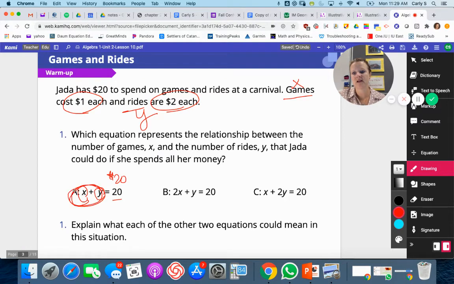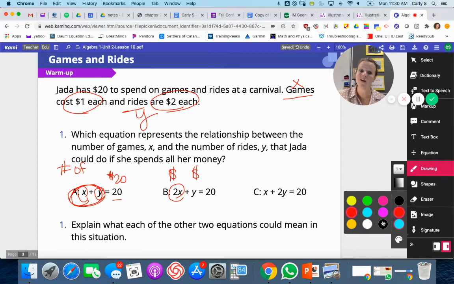This doesn't represent dollars at all. It just represents number of. Okay, if we take the number of games and multiply it by $2, then we know how much money she spent on games. Multiply the number of rides. Oh, no, that is not true. Games are $1 each, so that doesn't work. Rides are $2 each, so that doesn't work.